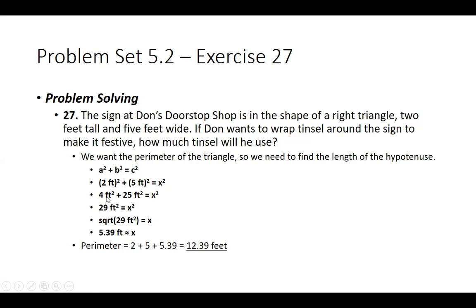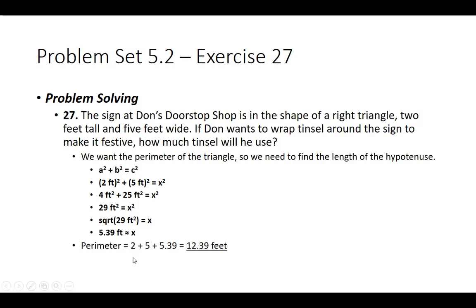So 2 feet squared plus 5 feet squared equals x squared. When we square 2 feet, we get 4 square feet. When we square 5 feet, we get 25 square feet. And when we square x, we get x squared. Add together the left-hand side. 4 square feet plus 25 square feet is 29 square feet. So 29 square feet equals x squared. Take the square root of both sides. And the square root of 29 square feet is 5.39 feet, thereabouts.